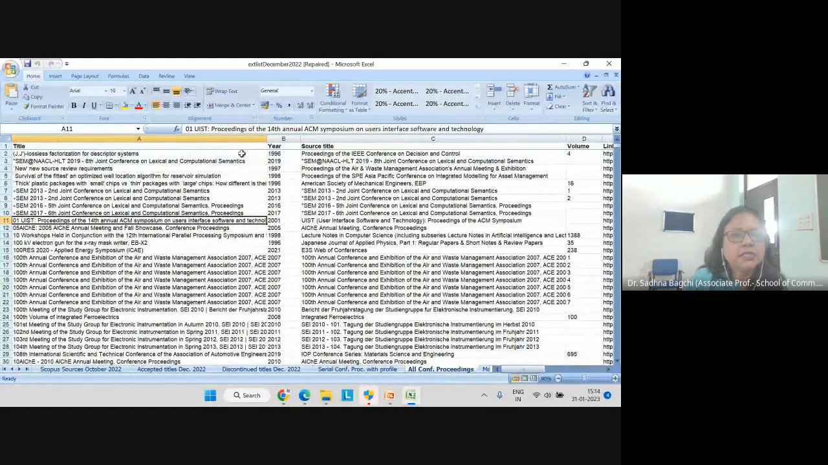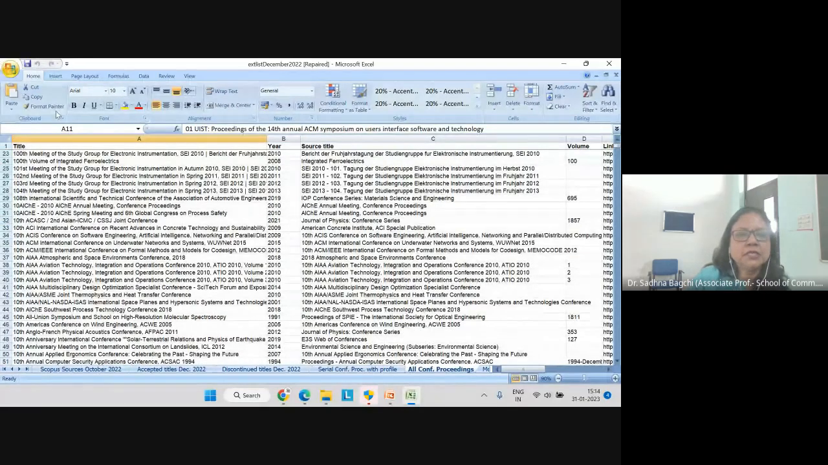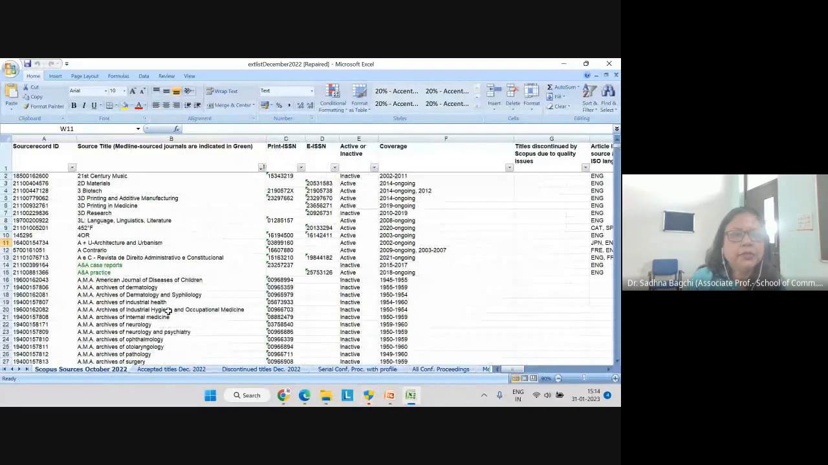So here you can see all of this; this list I am just downloading by logging into the Scopus database. Usually, going to the left corner, the source list, you can download this, or you can find the correct journal for your paper publication.